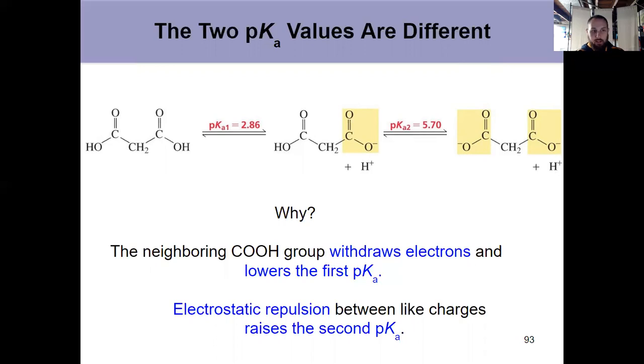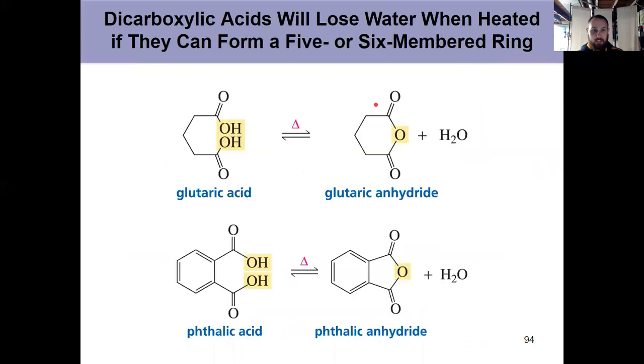These dicarboxylic acids are also prone to dehydration reactions under the right conditions. If you have a dicarboxylic acid and you heat it, you can form what's known as a cyclic anhydride in these situations. So for dicarboxylic acids, know you can make these cyclic anhydrides and also know the difference in the pKa values and why. Okay. What else is going on in this chapter?